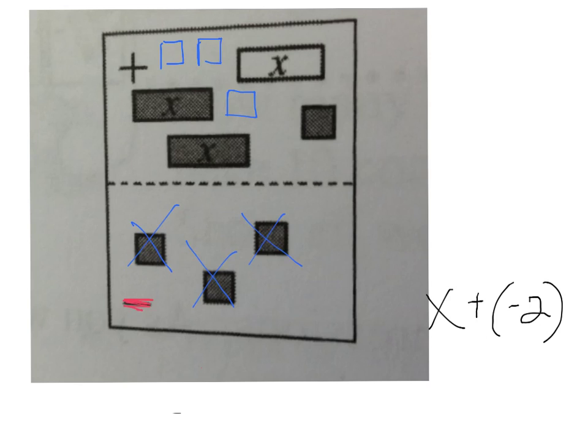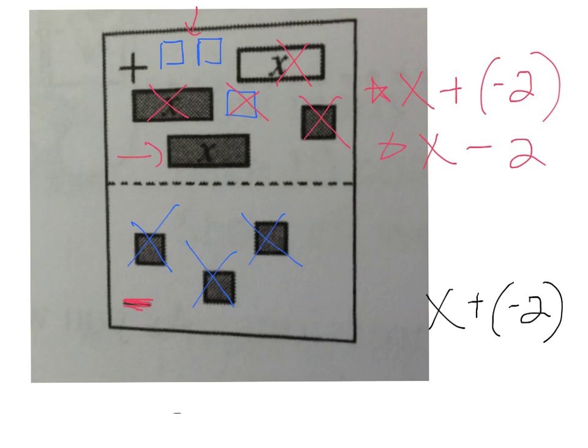Now let's look up here and see what I have. I see this positive x and this negative x cancel. This positive 1 and this negative 1 cancel. So I'm left with an x tile right here plus 2 negative tiles, or I could write that as x minus 2. Same thing. Is that the same thing we got down here the other way? Yes, it is.